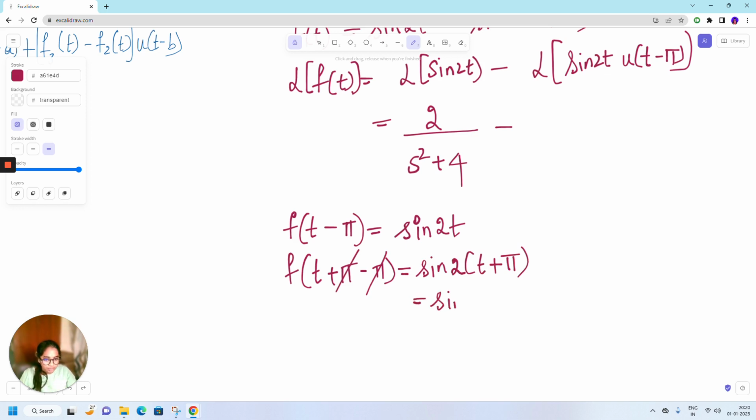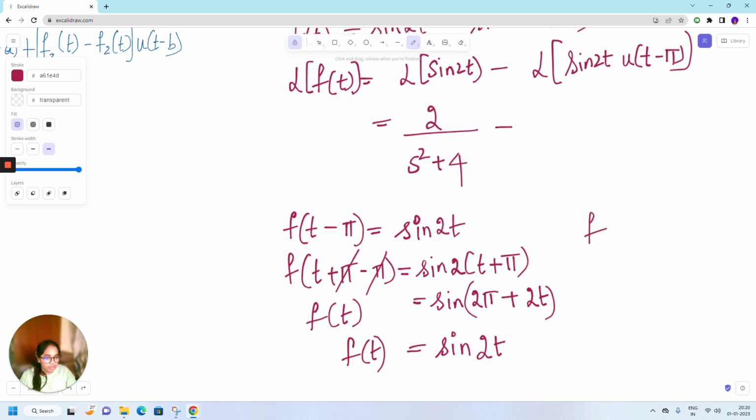So let me multiply this 2. I'll get 2t plus 2 pi, or 2 pi plus 2t, right? What is sine of 2 pi plus theta, or 360 plus theta? It is sine theta itself, right? So I would write sine 2t. This is our f of t. Now what is our F of s? If f of t is sine 2t, F of s would be 2 divided by s square plus 4.